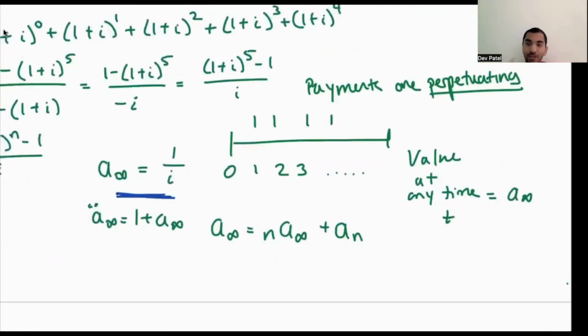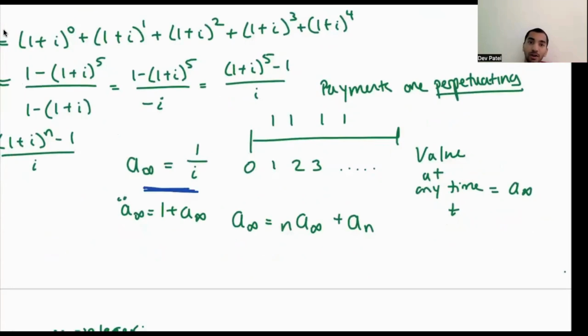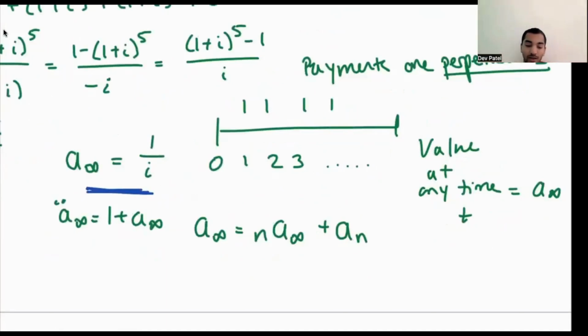So let's say you're starting at time 0 and you're paying a payment of $1 forever, right? It continues forever, 1, 2, 3, on and on. And so what's the present value of that annuity immediate? It's 1 over i. Now what's the present value of the annuity due? Well, it's 1 plus the present value of the annuity immediate.